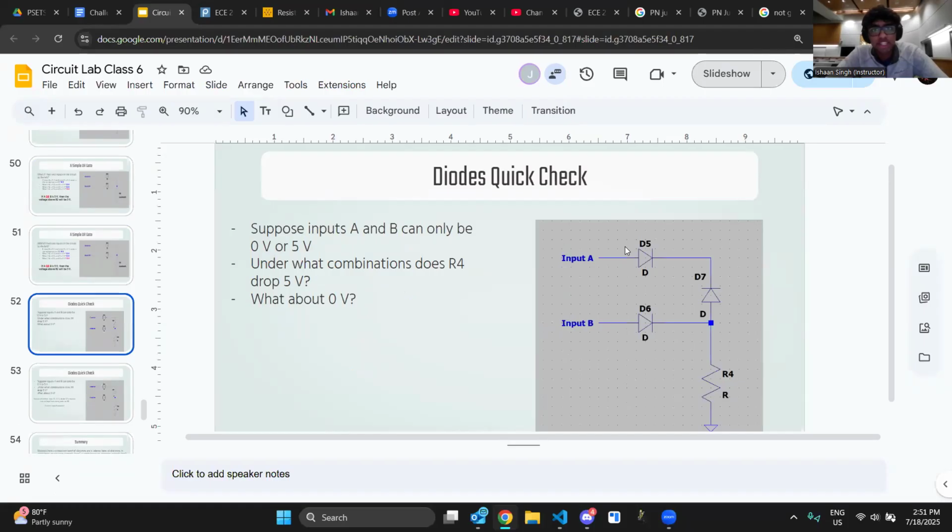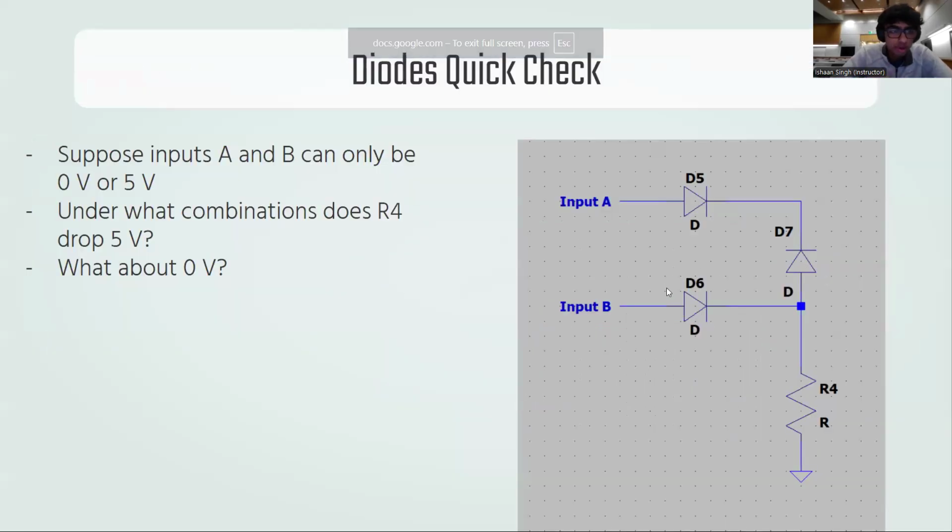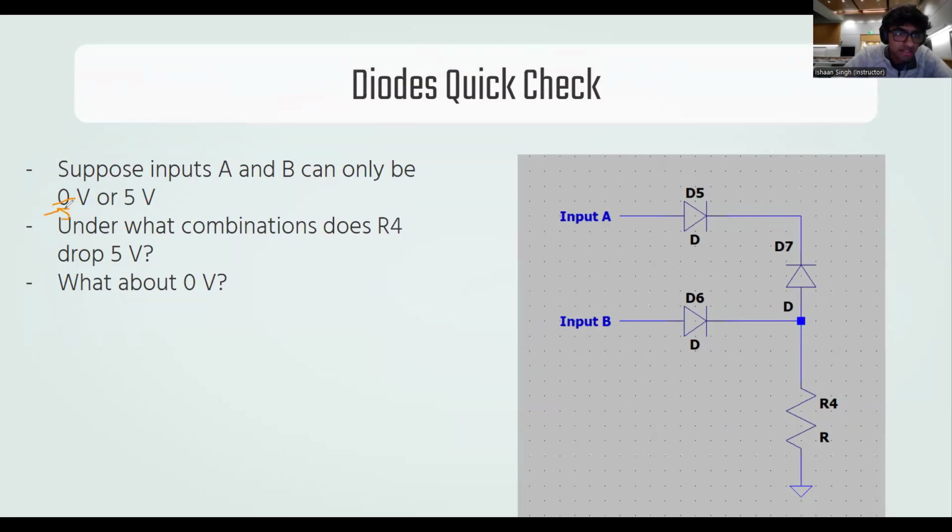So let's have a quick check on this. So suppose inputs A and B can only be 0 volts, say -5, just to make it even more clear, -5 volts or 5 volts. Under what combinations of A and B does R4 have 5 volts right here? Okay. So there's 4 combinations: A high, B high, A high, B low, A low, B high, and A low, B low. So which of those 4 combinations do we get 5 volts right here?